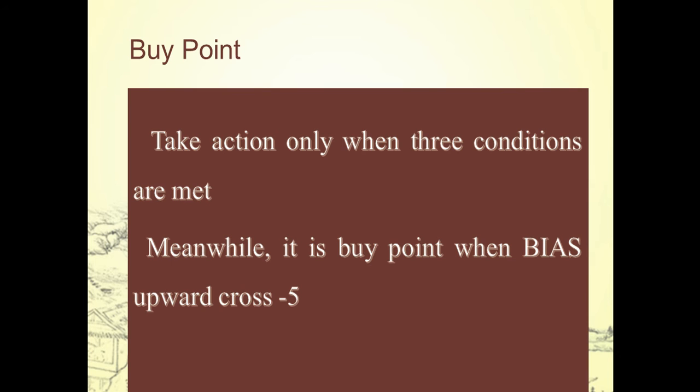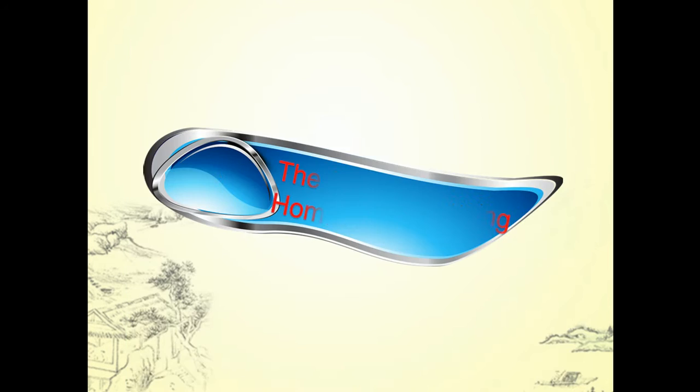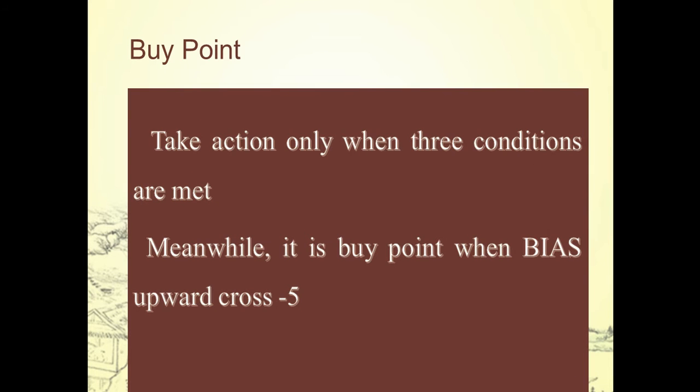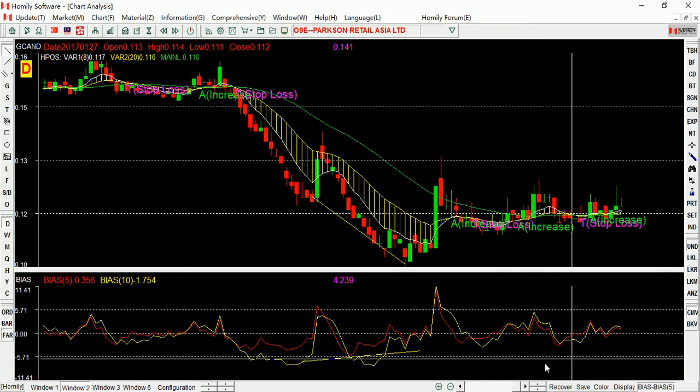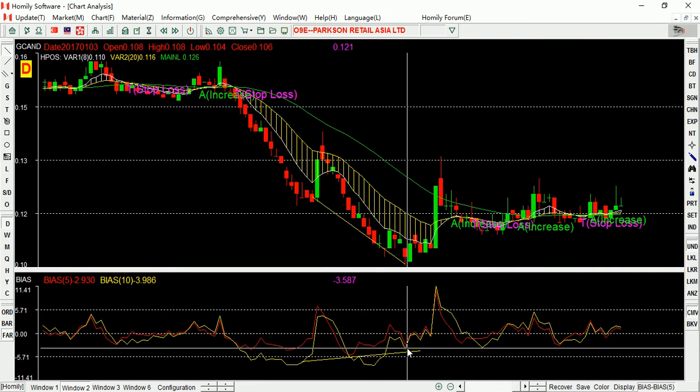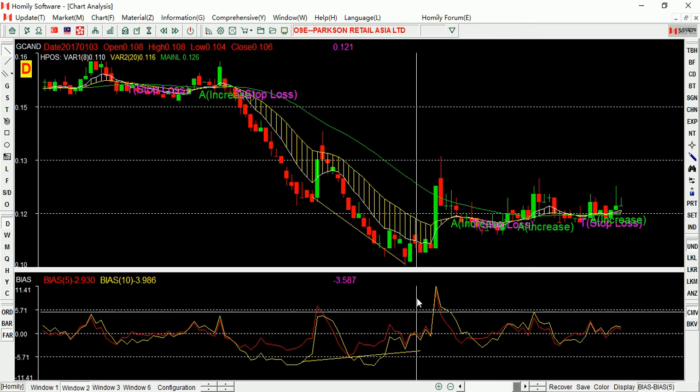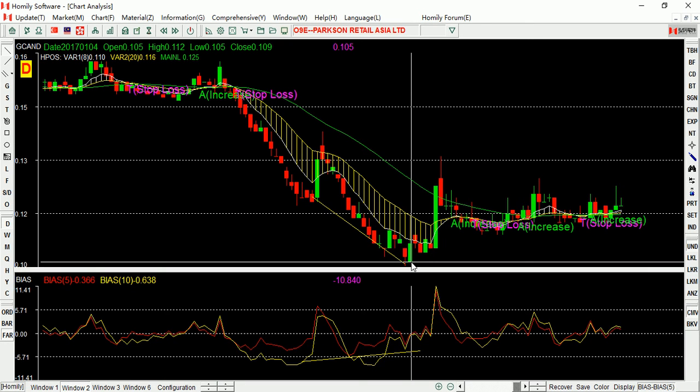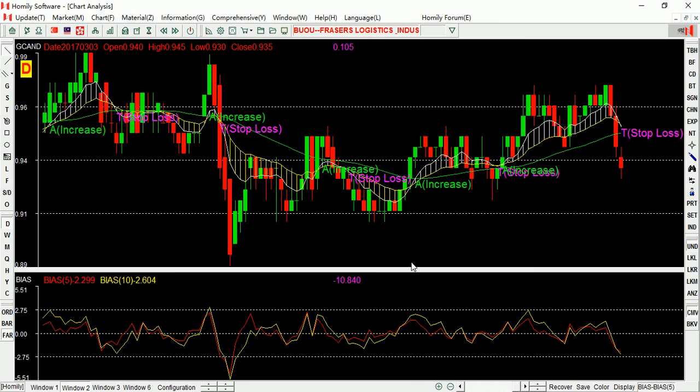BIS upward cross -5. Okay, so if you see where the -5 is, here is the upward cross of -5. So here is the buy point. Okay, so let's see the next one.